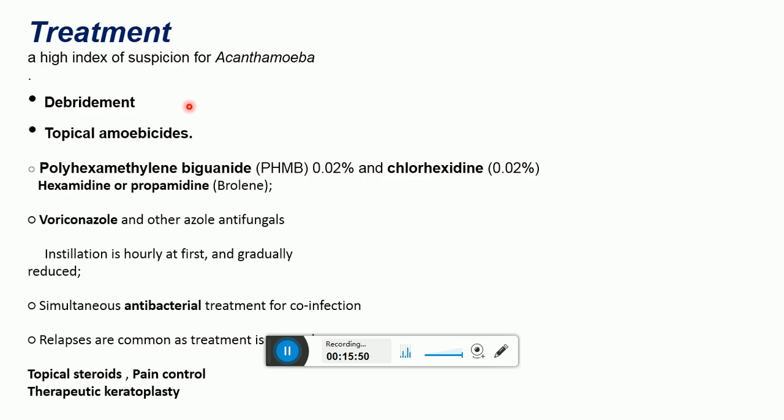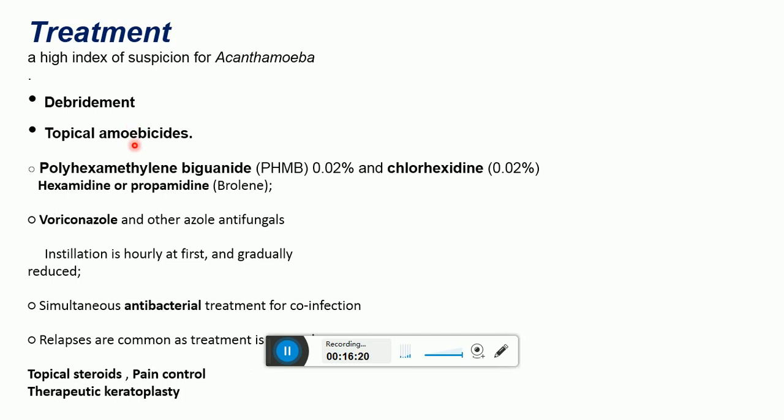Treatment: it is important to maintain a high index of suspicion for acanthamoeba in any patient with a limited response to antibacterial therapy. The outcome is very much better if treatment is started early. Debridement of involved epithelium is believed to be helpful. It may facilitate eye drop penetration.